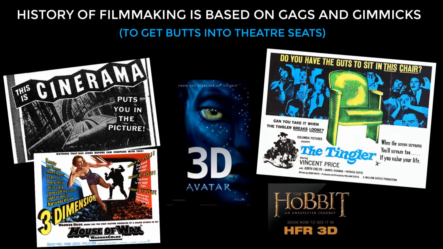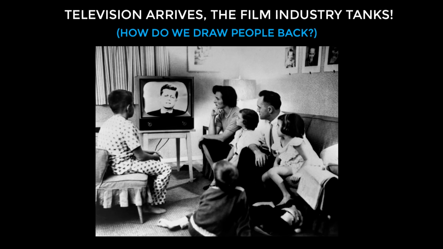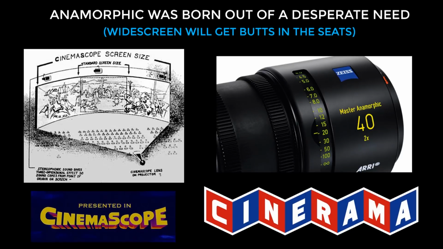Reality is anamorphic actually is a desperate necessity. So television arrived, the film industry tanked, and they're like, how do we draw people? How do we get people back into theaters? Well, anamorphic was born out of a desperate need. It started with different approaches to achieve widescreen, one of which was three different film cameras which put forth three different projected images in what was basically Cinerama, and then CinemaScope came around where they started to use anamorphic lenses and so forth. And then from there, this whole process was built.